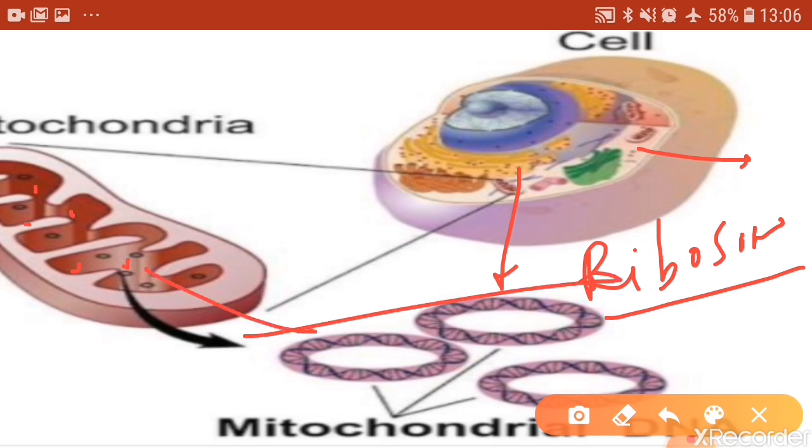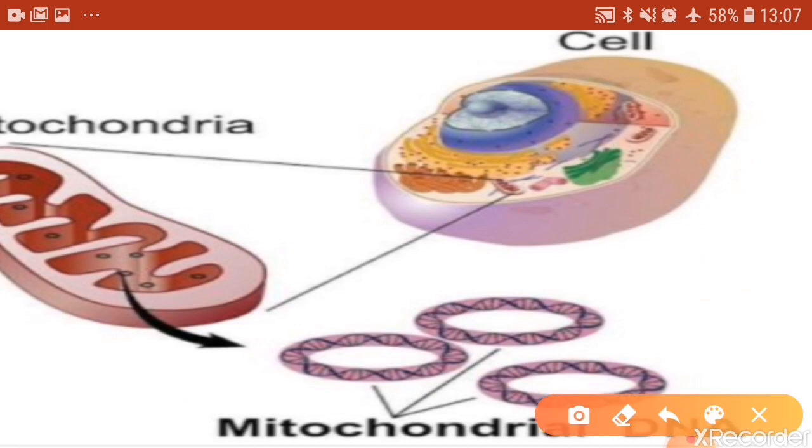Apart from the ribosomes, the mitochondria also has DNA. There are circular DNA as shown in this picture. Due to the presence of DNA, the mitochondria can divide on its own. Another thing is that, because of the presence of DNA, the mitochondria can make some of its own proteins and lipids, so they are not dependent totally upon the nucleus.